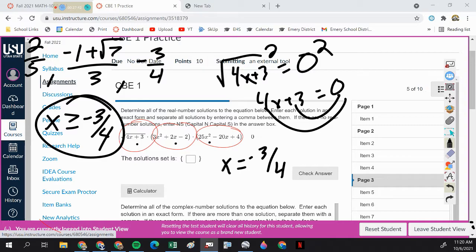It could have no answers, right? If the original problem said x is greater than 10, do any of these fit the x is greater than 10 scenario? No. So they all get thrown out. Well, I guess this one would still have a 10, but yeah. Other questions?